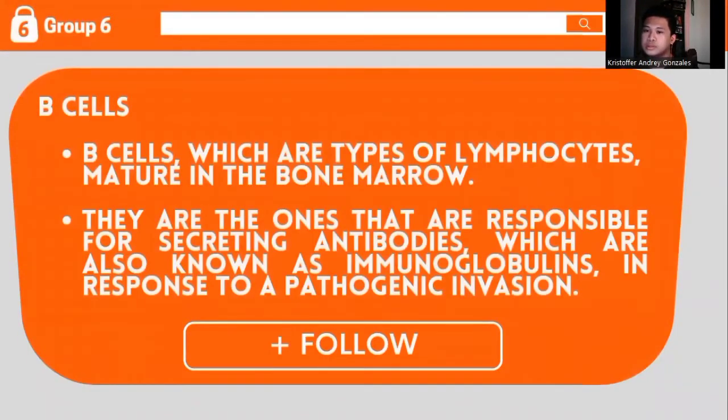B cells. B cells, which are a type of lymphocytes, mature in the bone marrow. They are responsible for secreting antibodies, which are also known as immunoglobulins, in response to pathogenic invasion. B cells are responsible for the humoral immunity component of the body's adaptive immune system. These white blood cells produce antibodies, which play a key important part.